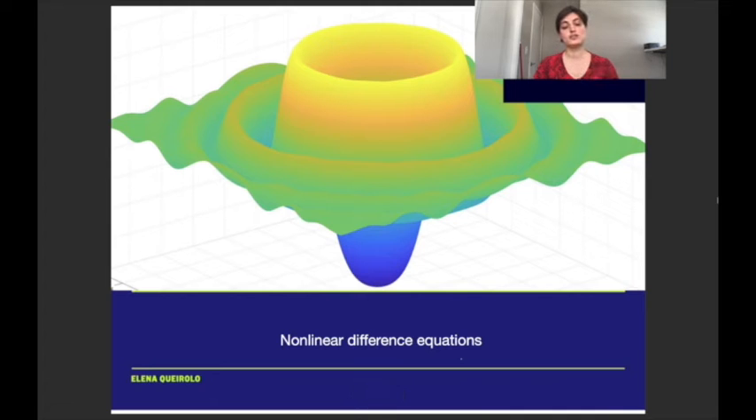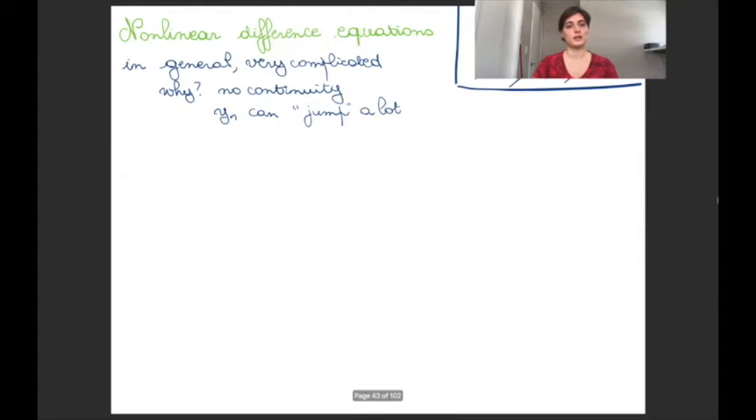Let's model population dynamics with a more accurate model. Let's go into nonlinear difference equations. In general, they are really complicated. Why? The idea is embedded in the lack of continuity.